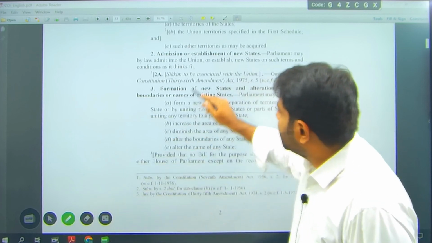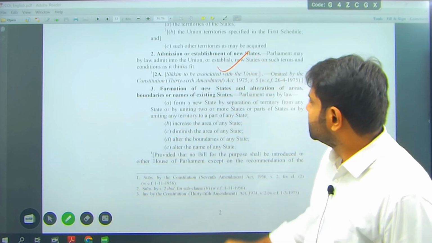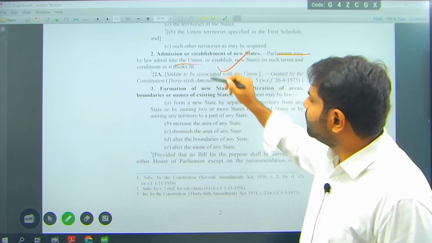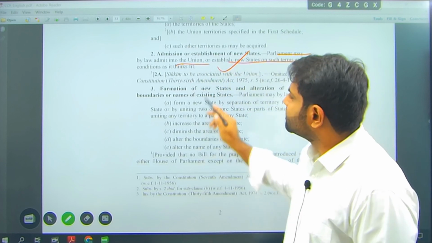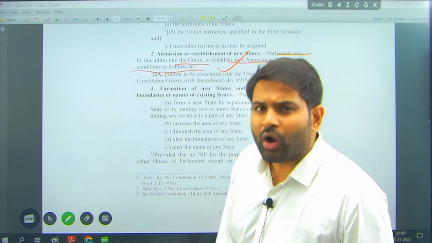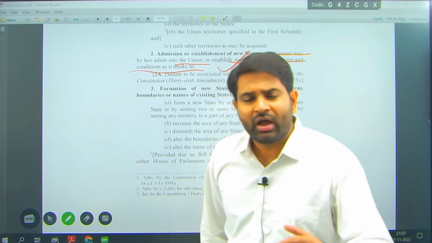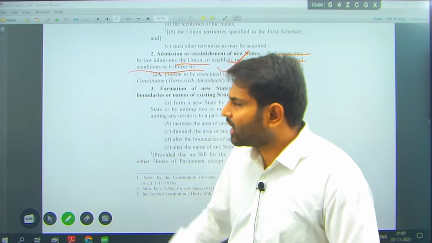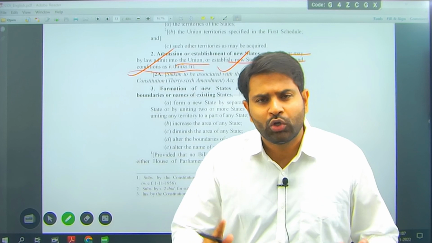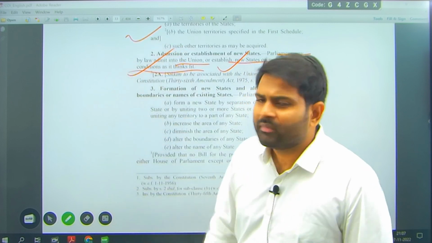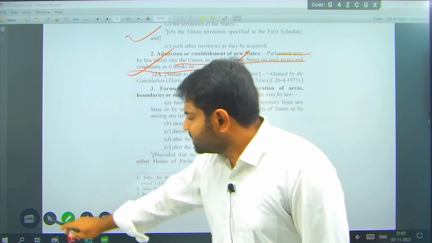Article 2, establishment of new states. Parliament may by law admit into the Union or establish new states on such terms and conditions as it thinks fit, right? So, how to create a new state? For example, you have Uttar Pradesh. How to make four states from that? Article 2 is used, right? Article 1, name of the Union and its territory. Article 2 is creation of states.